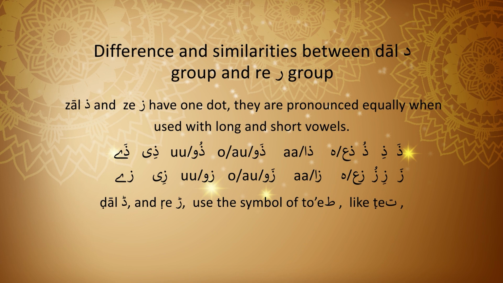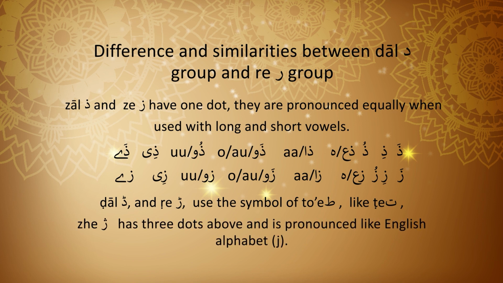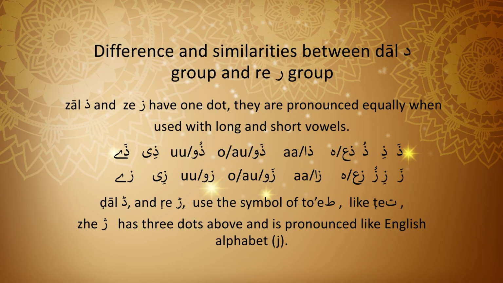So this is similarity. We have another word here, that is J, that has a difference, that it has 3 dots above and is pronounced like English alphabet J. When you will use this word, you will pronounce it like J. So these were the differences and similarities between Dal group and Ray group.